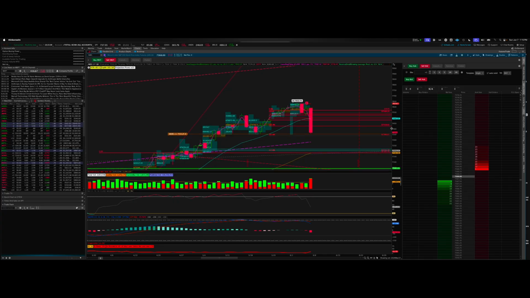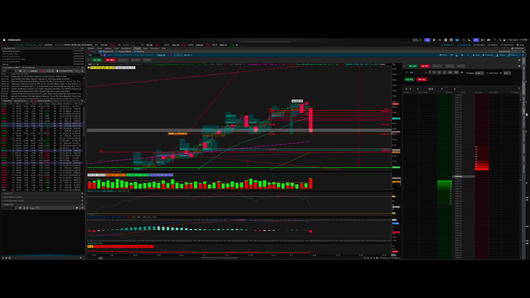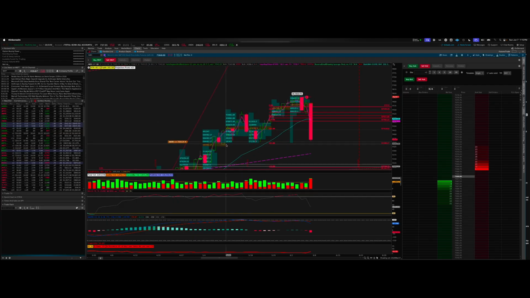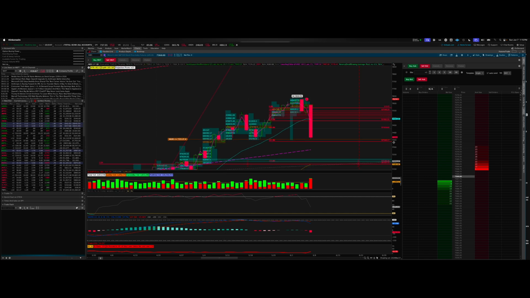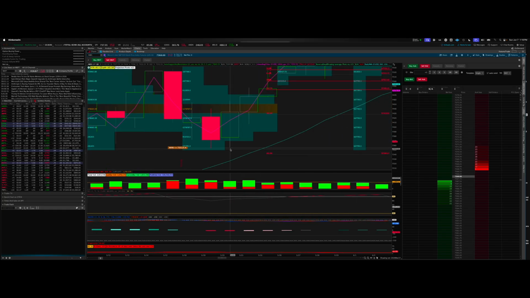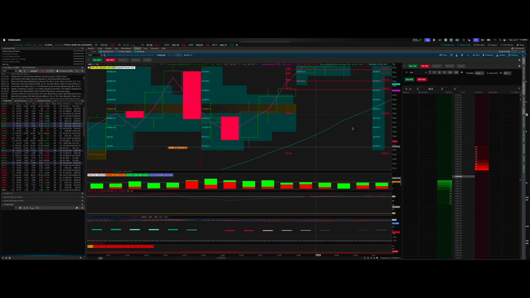And when you have a bunch of them in a row, oftentimes it's more likely that they are going to get revisited. And so right here, it's not odd that we came back, tested this, and fell right through it because we hadn't tested the second one. But we got very close. In fact, to the T, that's where we found support right here at that point of control. So it's very interesting to know.